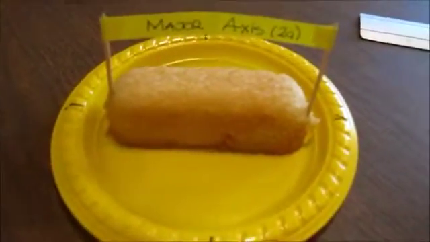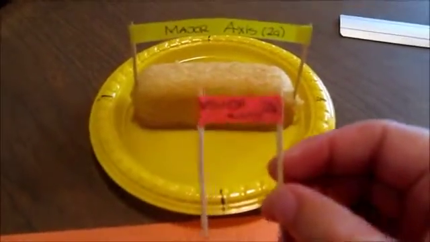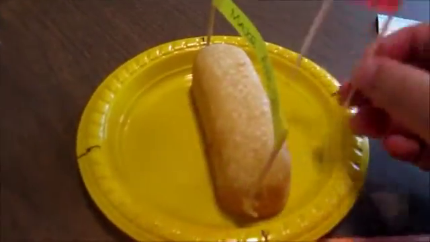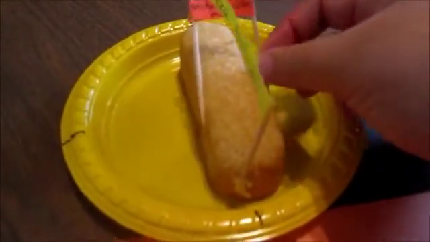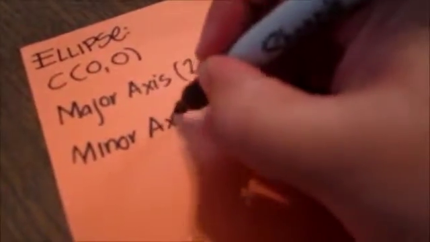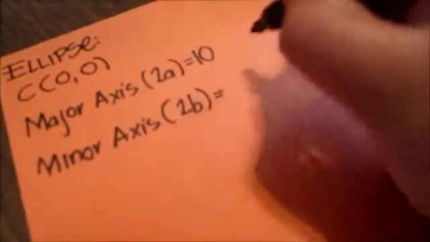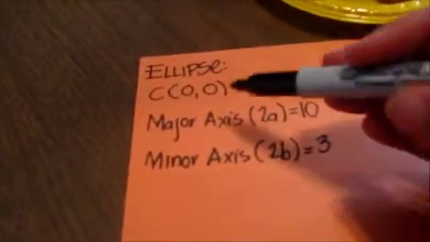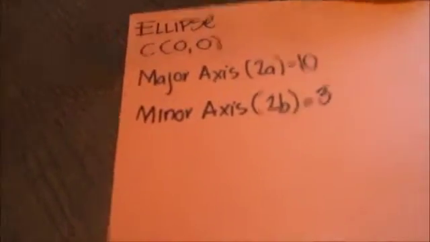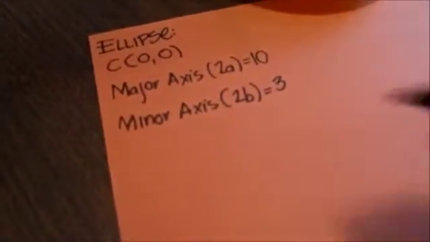The next thing I can get from my Twinkie is the minor axis. And the minor axis I will place it here. Also I measured before, and it's 3 centimeters in length. So minor axis, that for this one is going to be 2b equals 3. With this, I can find easily my a, b, c values and start to write all the equations I need.